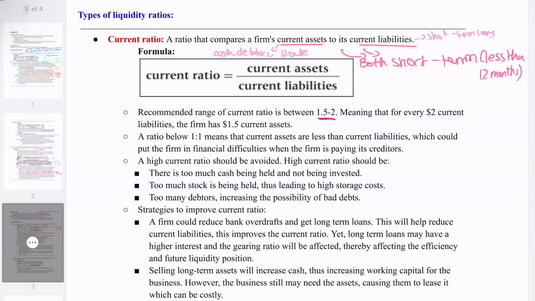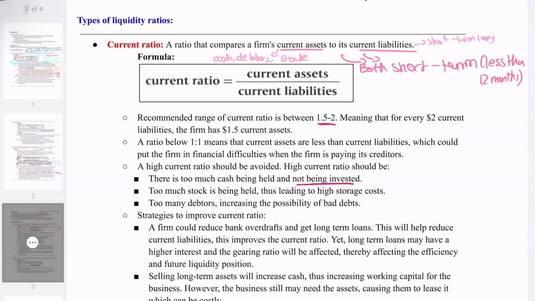Basically, a high current ratio should be avoided. A high current ratio can occur because there is too much cash being held and not being invested. Okay, so too much cash not being invested, that's the problem. Too much stock is being held, thus leading to high storage costs. They're wasting money on this stock, and also they're paying for utilities for the storage, etc. Too many debtors, increasing the possibility of bad debts where they don't end up paying back.